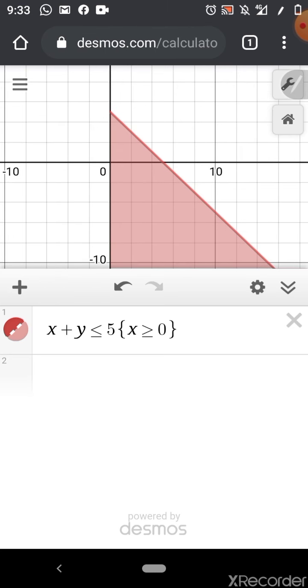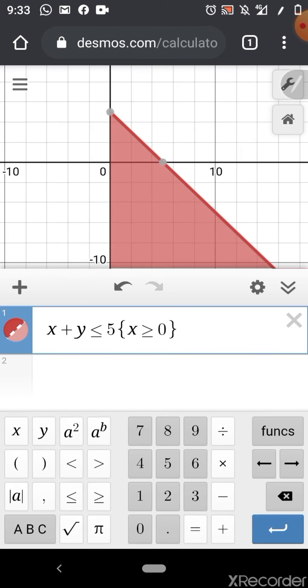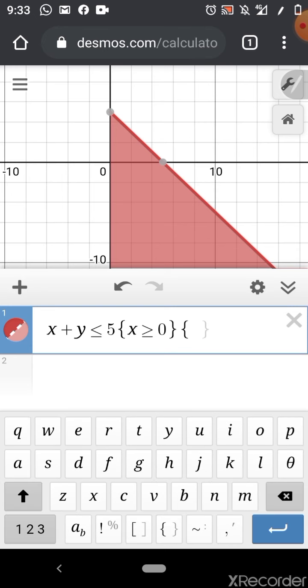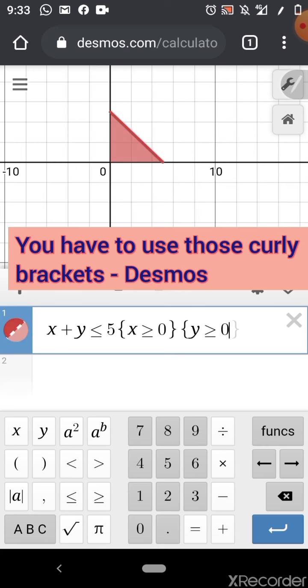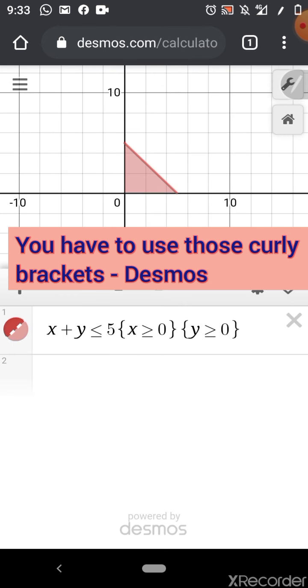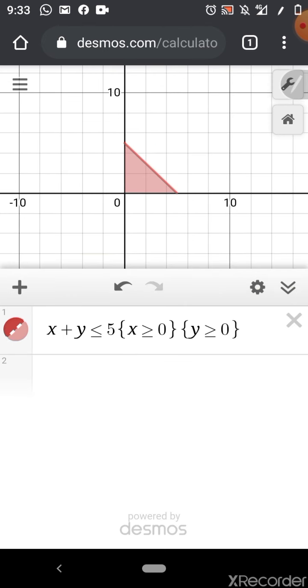The second restriction I'm going to put is y is also greater than 0. That's the second restriction I'm going to put. So like I said before, I initially had red shadings below the 0 axis, but since I'm only interested in things that are greater than 0, it cuts that off.